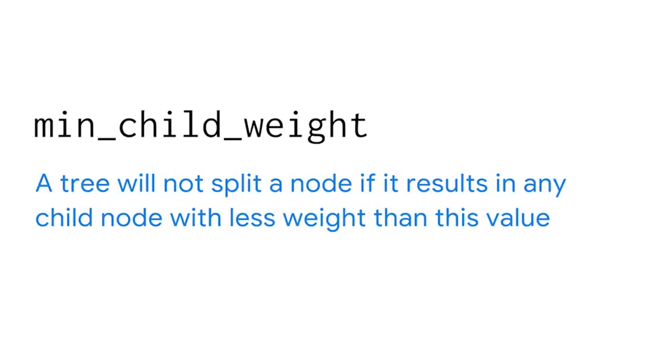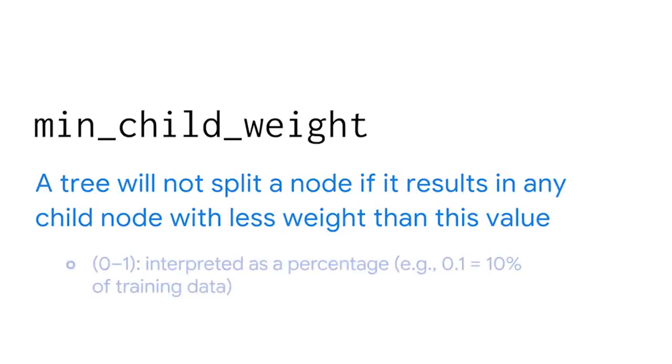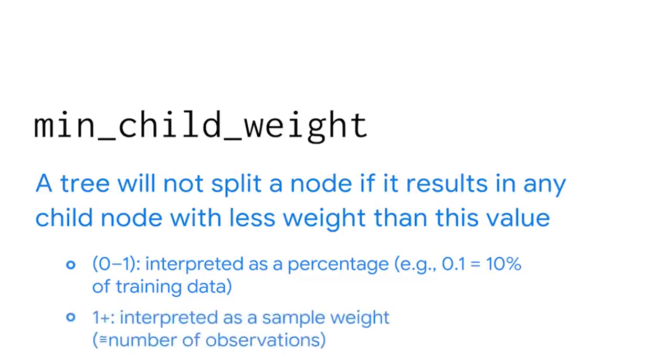This is a regularization parameter, so values that are too high cause the model to underfit the data. The range of this setting is 0 to infinity. If set between 0 and 1, the algorithm interprets this as a percentage of your data. So 0.1 would mean that a node could not split unless its children each have greater than or equal to 10% of the training observations. Generally, think of values greater than 1 as being equivalent to the number of observations in a child node. So a value of 10 would mean no child node could contain fewer than 10 observations.